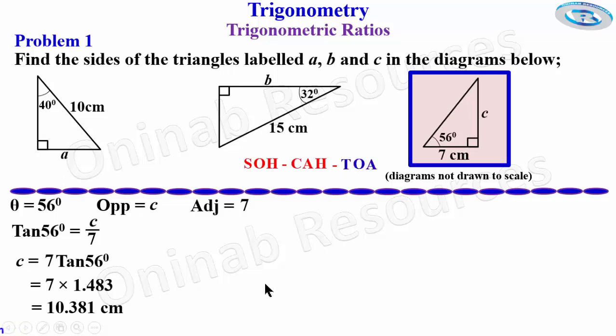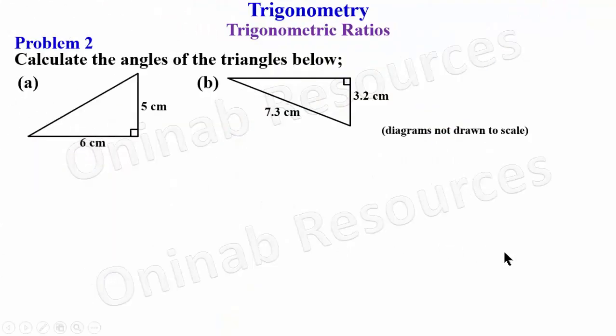10.381 centimeters. You might be required to reduce or maintain a certain degree of accuracy as you present your answer. It could be 3 significant figures, which is going to give us 10.4. It could be 4 significant figures, which is 10.38, or it could just be in decimal, 1 decimal place, 2 decimal places, and so on. So that's all for problem 1. We then go to problem 2.